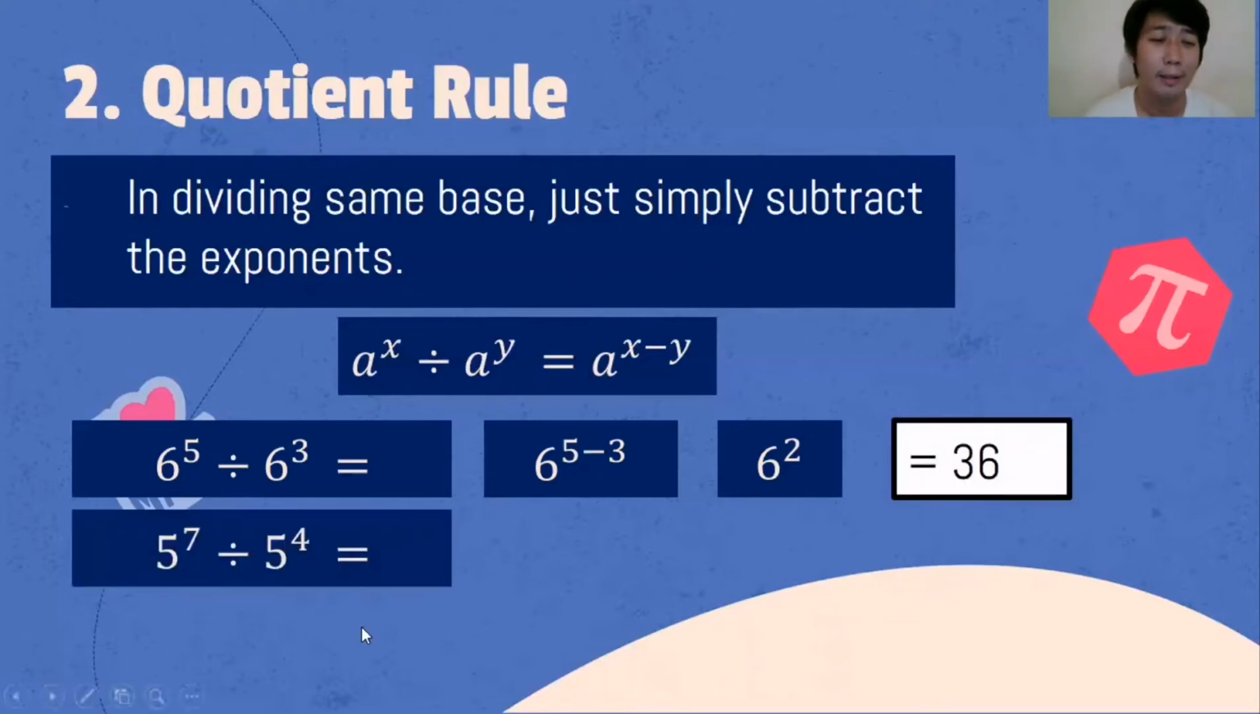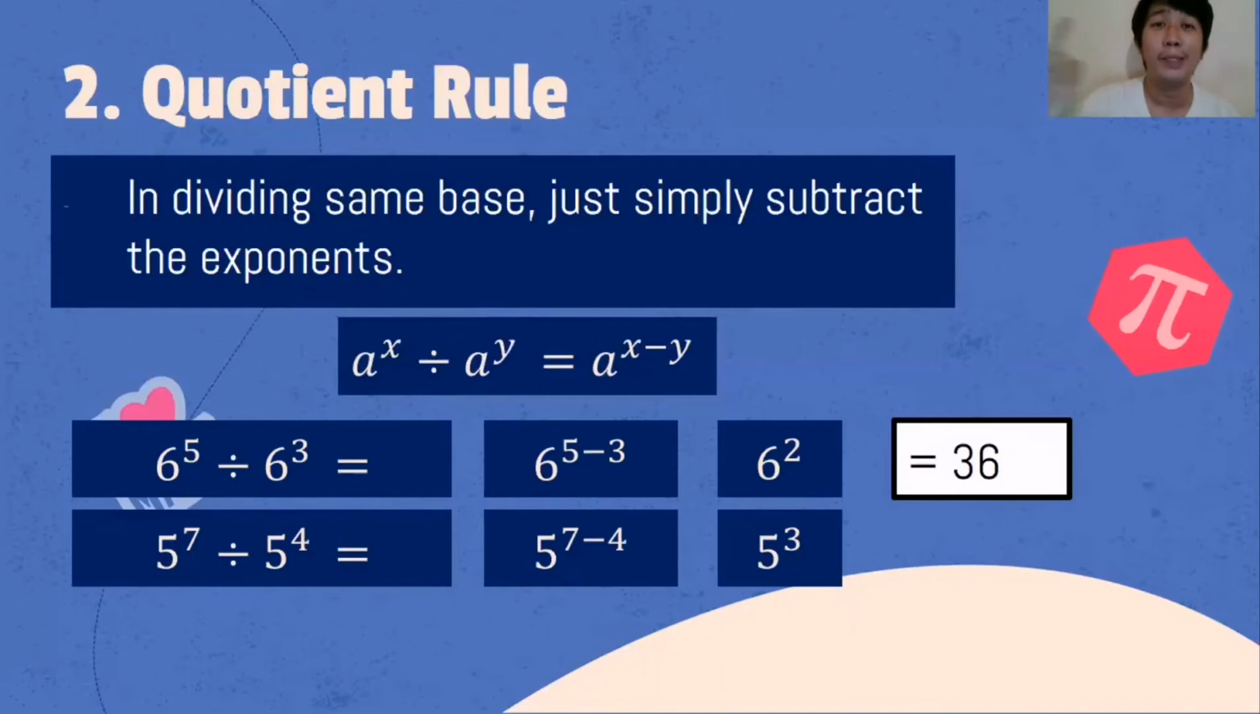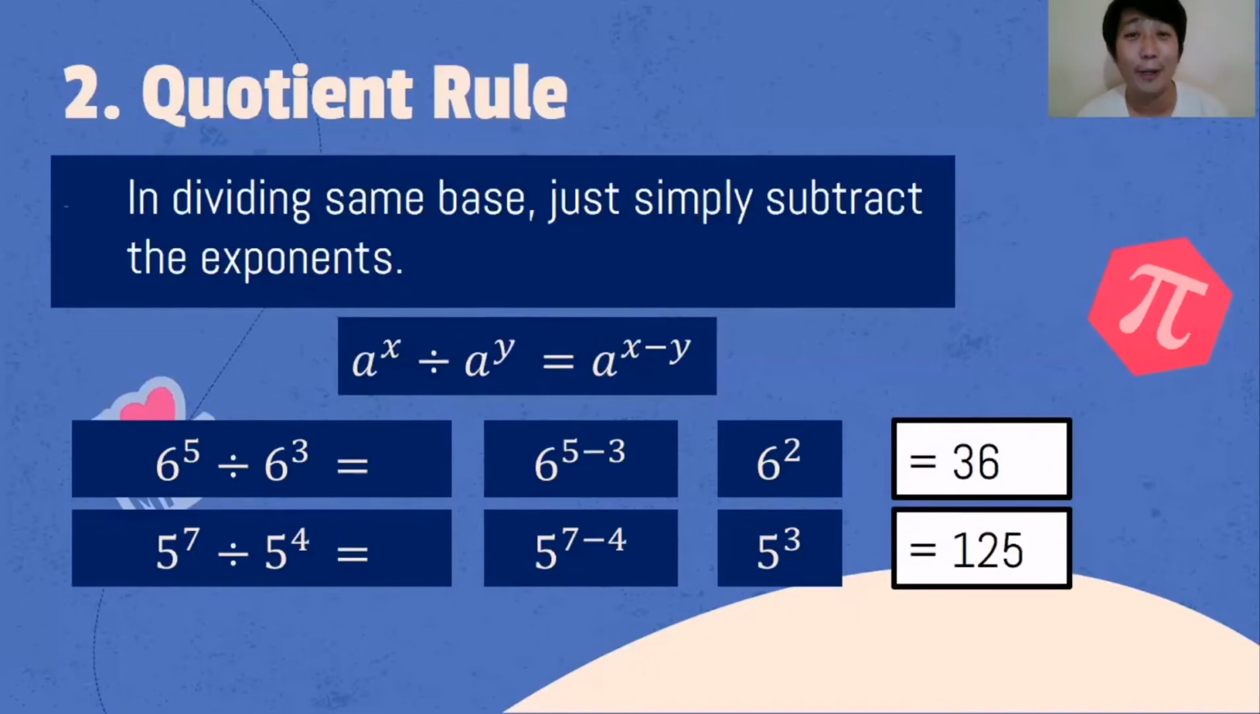The next one, 5 raised to 7 divided by 5 raised to 4 is equal to, we will be subtracting the exponents because we have the same base. 7 minus 4, that is 5 raised to 7 minus 4. What is 7 minus 4? That is 3. 5 raised to 3. What is 5 raised to 3? 5 times 5 times 5, that is 125. I hope you got it.